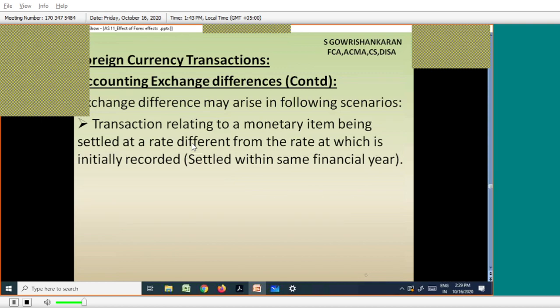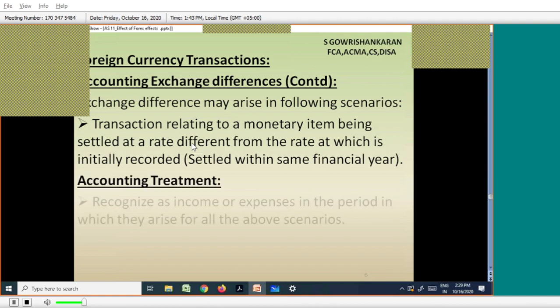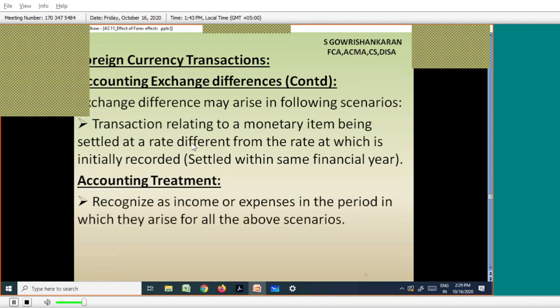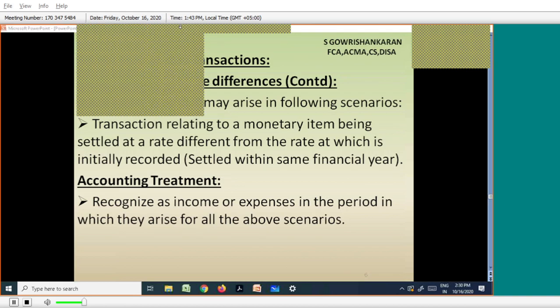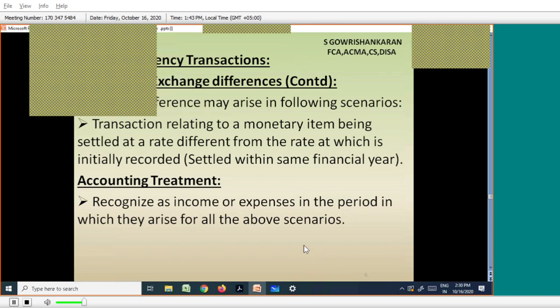So how to account for this? Accounting treatment, that is what is important. Please go through the accounting treatment. Recognize as income or expenses in the period in which they arise for all the above scenarios. Whatever it is, debit as an expense and credit as an income. That is what is important from an examination point of view. Till this is very important. You can expect some 4 to 6 more questions.